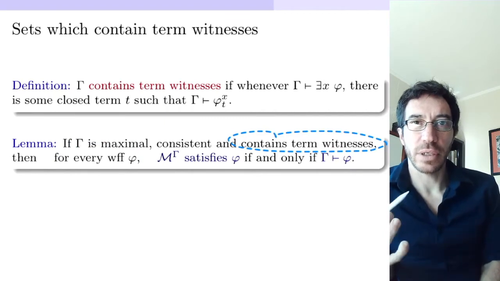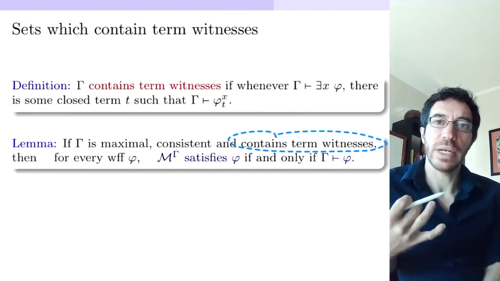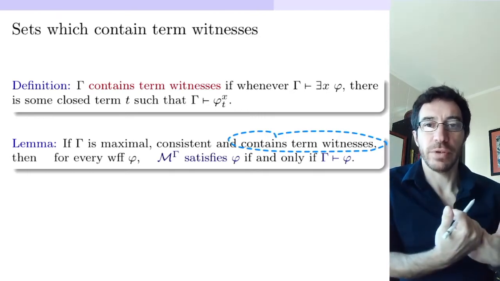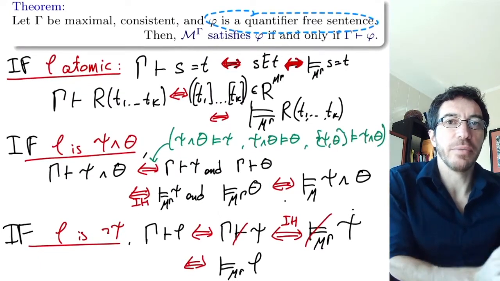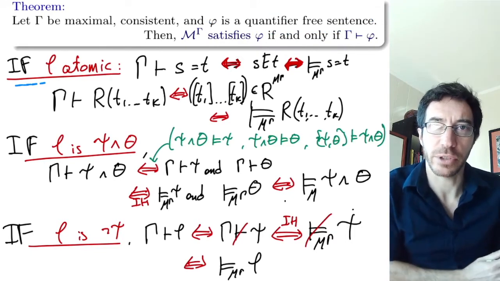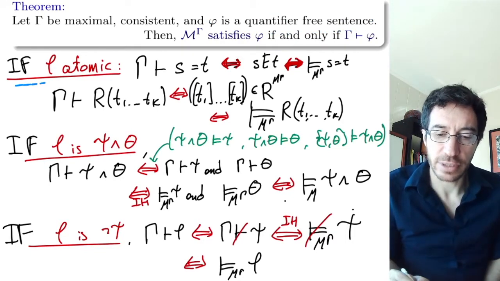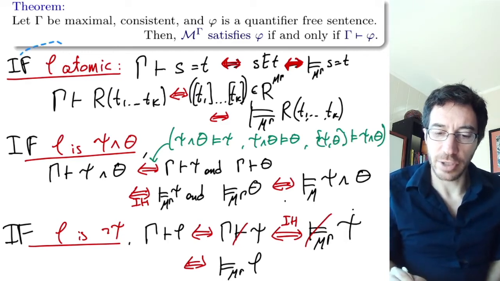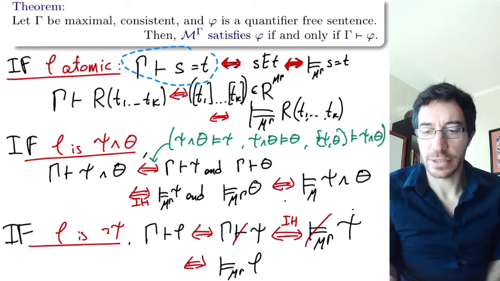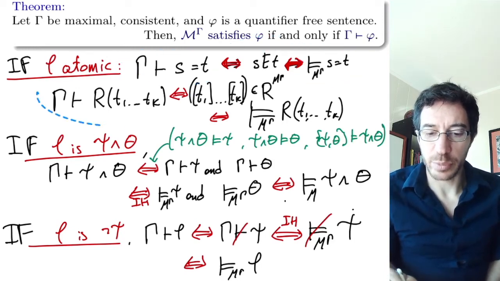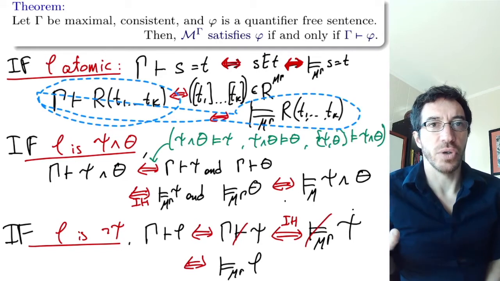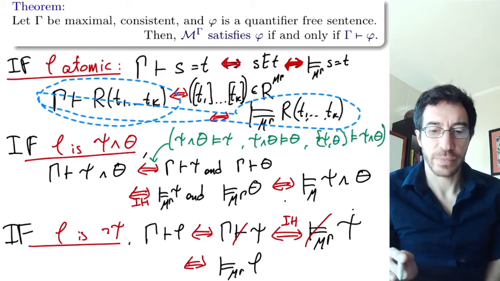How do you prove this? Well, you need to prove it by induction. You start with atomic formulas, and then you have to see how you build the formula to do the previous case. So this beginning of the proof from last week is essentially the same. If phi is atomic, we have more hypotheses, so whatever we did last week still works, because we're still maximal and consistent, like we were last week. So if phi is atomic, then gamma proves S equals T if and only if that's true in the model, and gamma proves a relation holds if and only if the relation holds in the model. So that's good. Those still work.